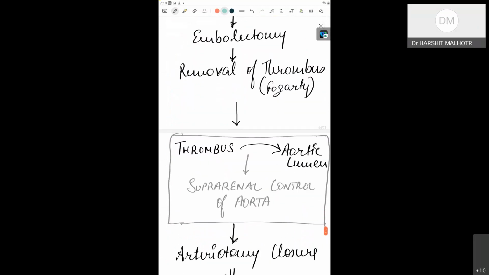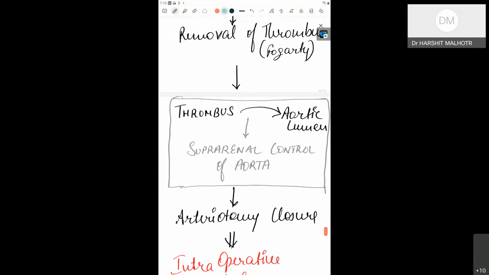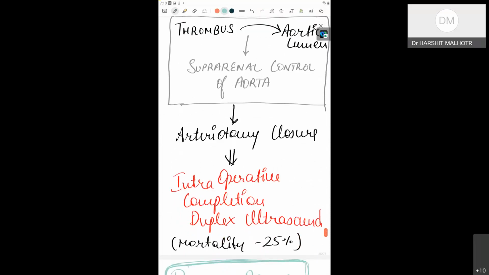And one thing which is more important is, when we are intervening and doing an embolectomy, if the thrombus load is extending into the aortic lumen, then we have to take a suprarenal control of the aorta. After taking the distal and the proximal control, we close the arteriotomy. Just after the arteriotomy closure, we have to do an intraoperative completion Doppler ultrasound.